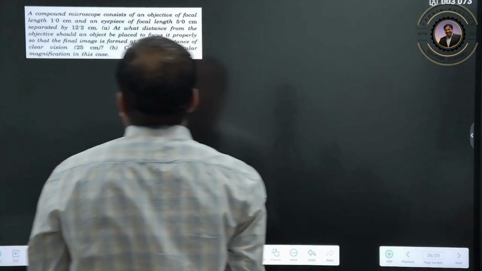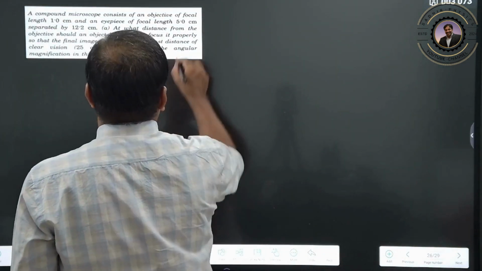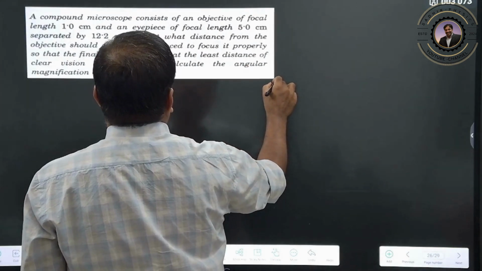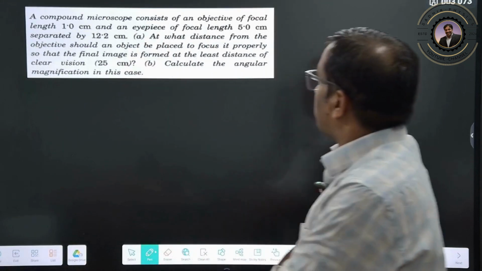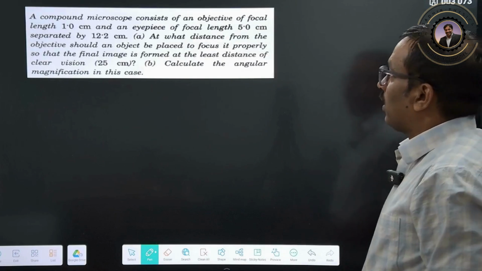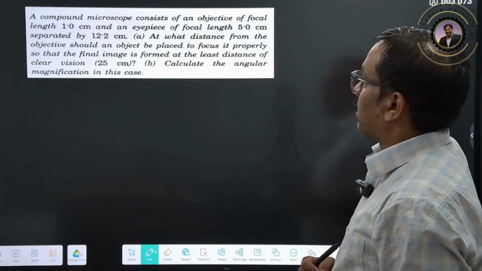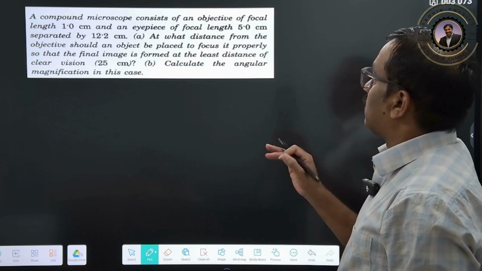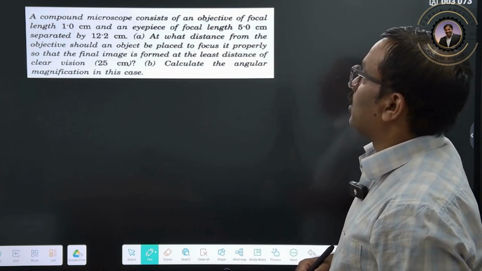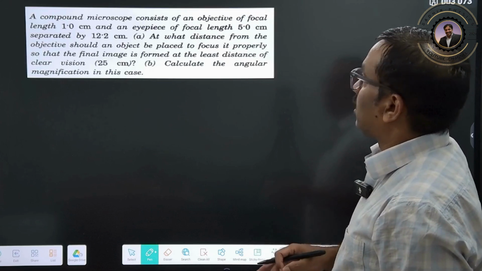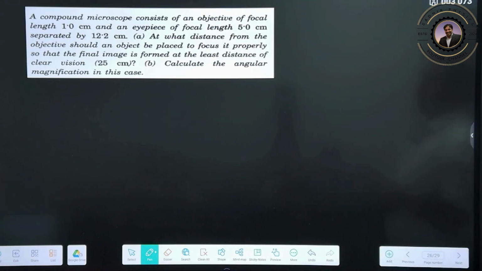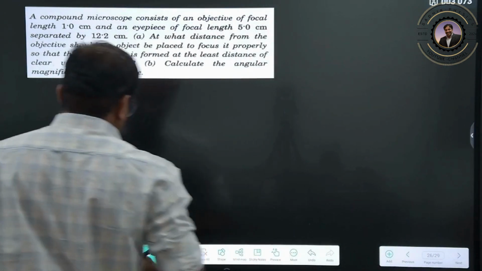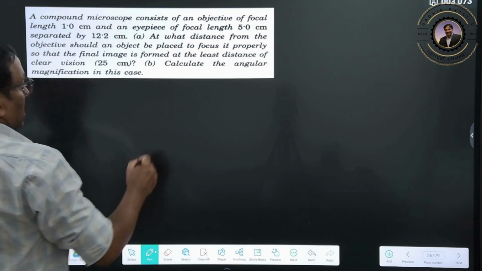Now, let us see one more question. These are all slightly lengthier questions. Therefore, let us study this one clearly. A compound microscope consists of an objective of focal length 1 centimeter and eyepiece of focal length 5 centimeter, separated by a distance. At what distance from the objective should an object be placed to focus it properly so that the final image is formed at least distance, and what is the angular magnification in this case?